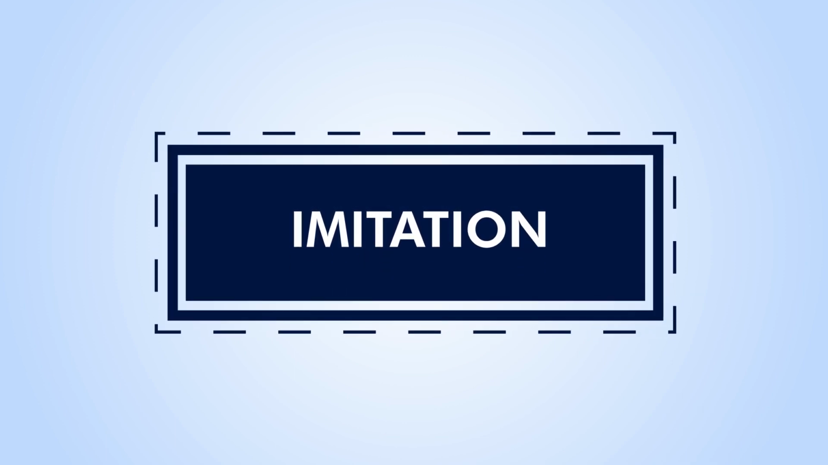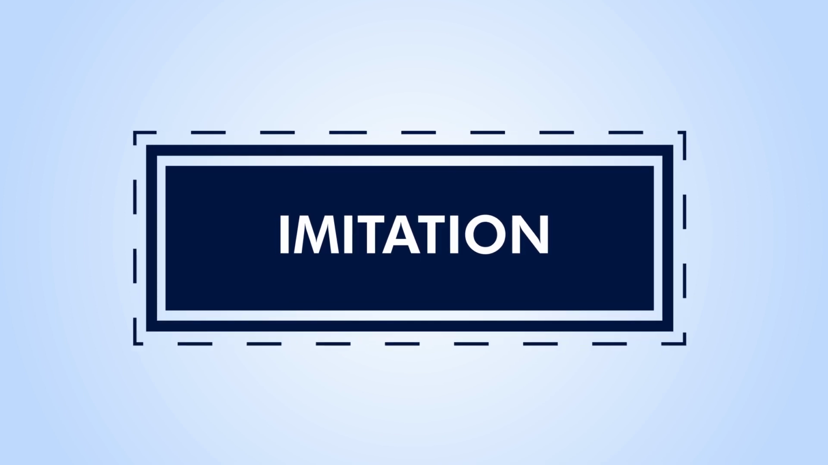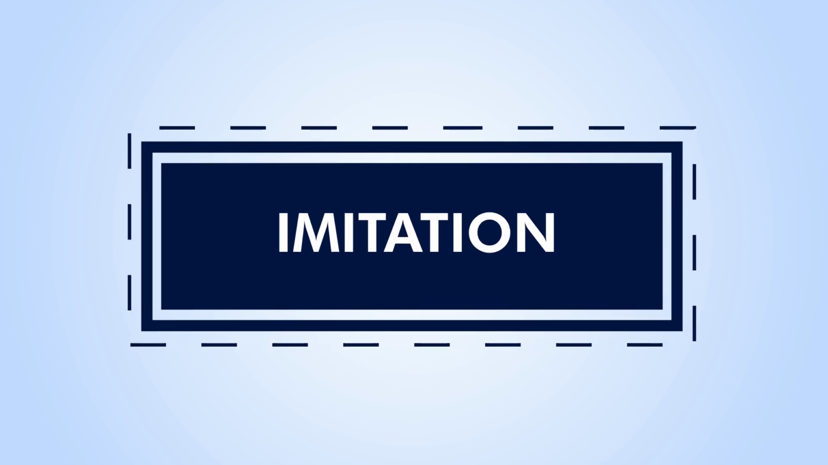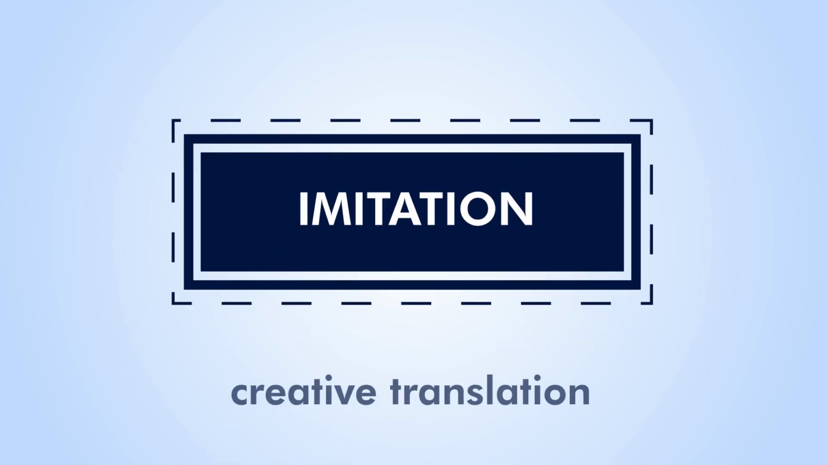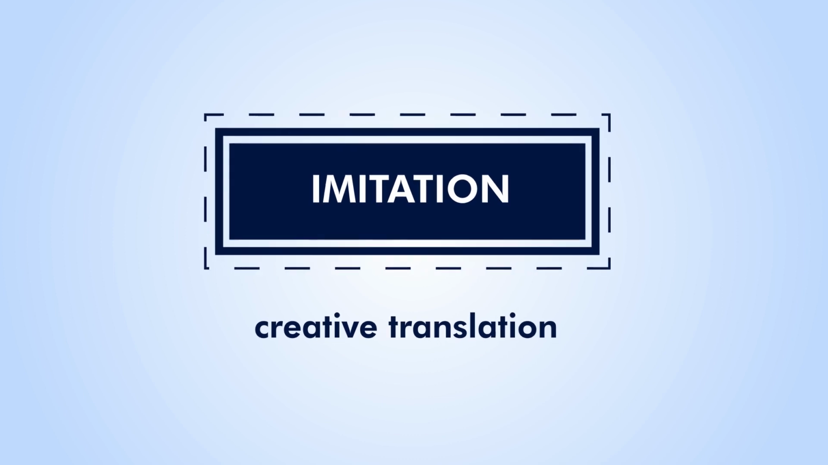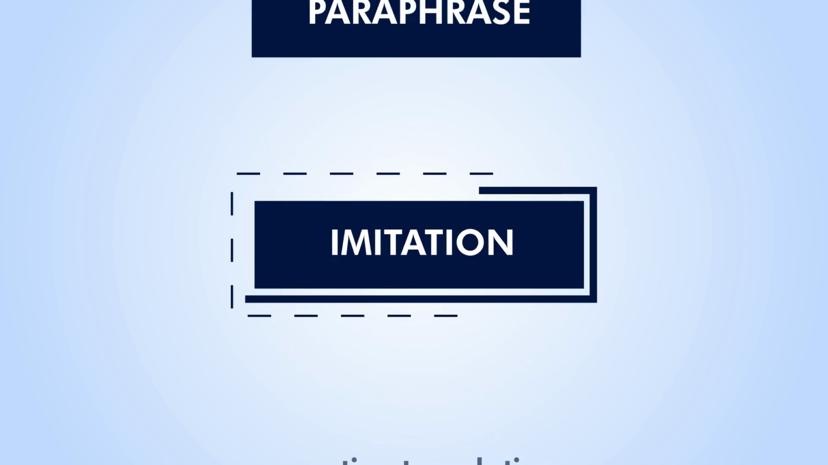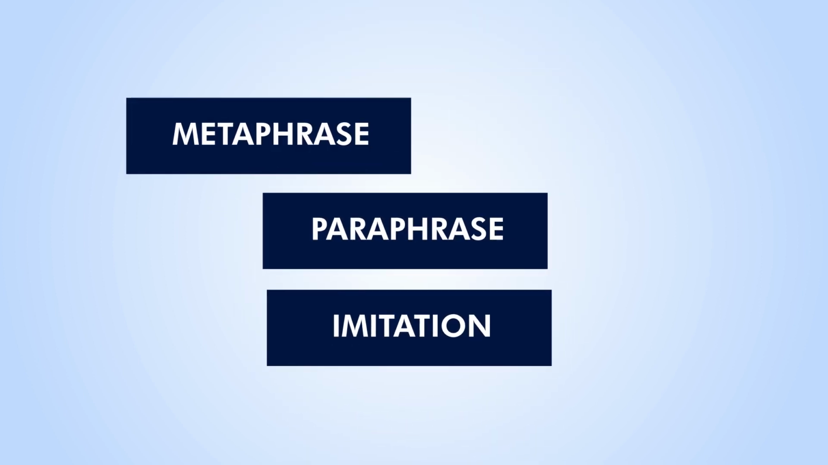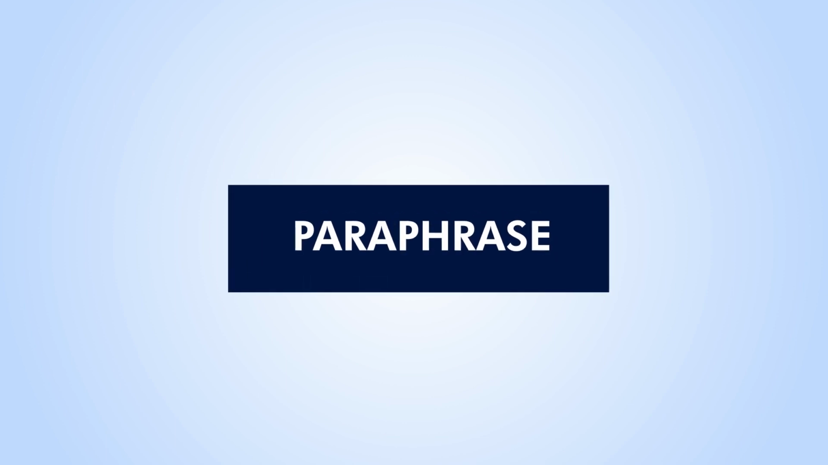Dryden also introduced a third type of translation approach, that of imitation. In an imitation translation, a translator, quote, assumes the liberty not only to vary from the words and sense, but to forsake them both, or what might be called a creative translation. This type of translation is very much like creative writing, or the creation of new work inspired by the source text. Dryden was dismissive of both metaphrase and imitation, describing them as two extremes which ought to be avoided.